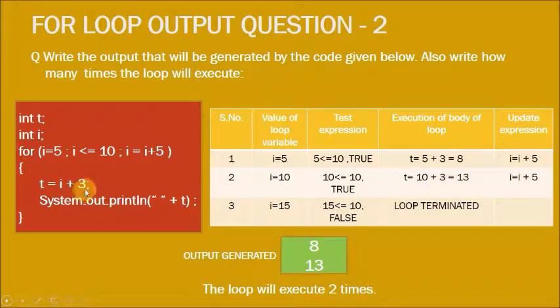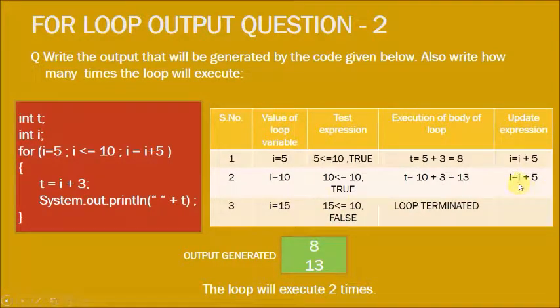So t is equal to I plus 3. The value of I is 10 and plus 3 will become 13. So the value of t will become 13. And next system.out.println double quotes plus t. This statement will print the value of t, which is 13, on the screen. You can see here. Next it will again jump to the update expression. So the value of I will again be incremented by 5, so I is equal to I plus 5.